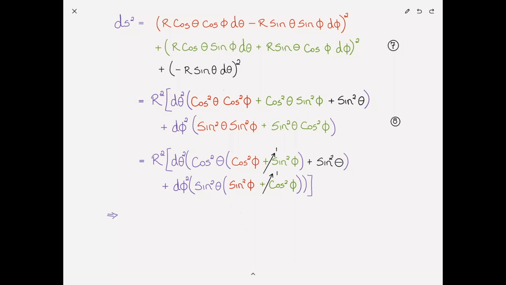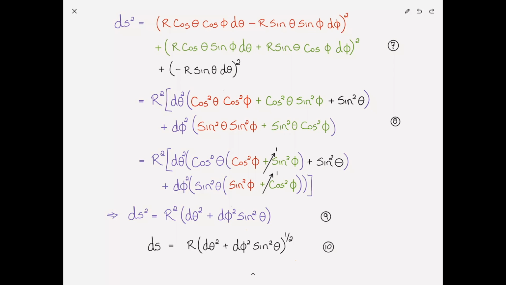So finally, we can rewrite this as ds squared is equal to r squared times d theta squared times, and notice again we've got a cosine squared and a sine squared, so that's 1 again. So this is just d theta squared times 1 plus d phi squared times sine squared of theta. And then finally, by taking the square root of both sides, we get that ds is equal to r times the rest of it to the power of a half. These are number 9 and 10, and let's put a big yellow box around it because we're going to use this intermediate result in a minute.